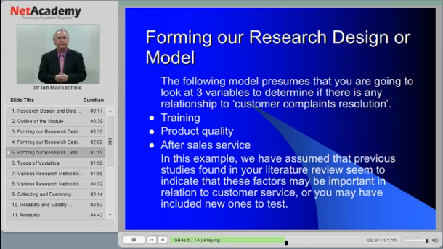For our example's sake, we have assumed that previous studies that we have done through our literature review seem to indicate that these factors are important in relation to customer service. Or it may be that we have developed some new ones that we are going to test. So our three variables are training, product quality and after-sales service. And we are going to see how that relates to the effective or ineffective handling of customer complaints. So this is our model, this is our basic model.